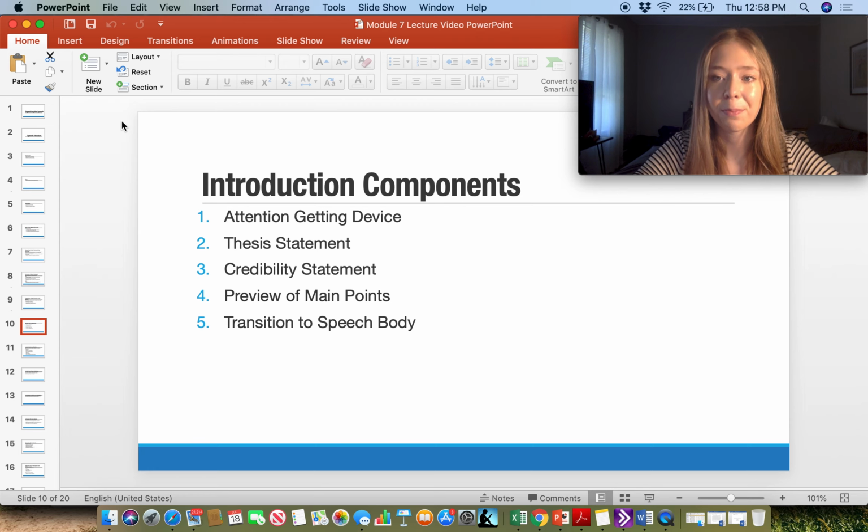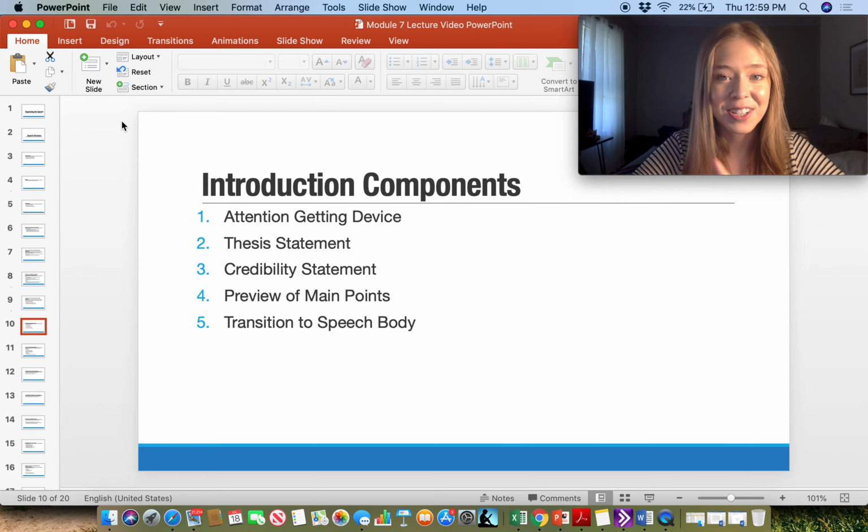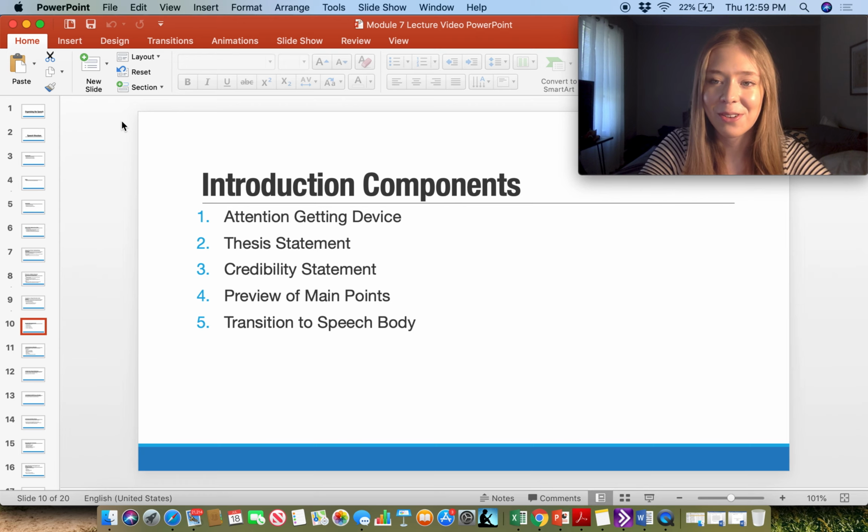So introduction components. So there are 5 components to the introduction, and I almost guarantee that this will be a quiz question. So make sure you know these. A quiz question for some of you. I know that they're a little bit different, but make sure that you include, we'll go through the specifics of each of these, but first your attention-getting device, your thesis statement, your credibility statement, preview of your main points, and the transition to the body.